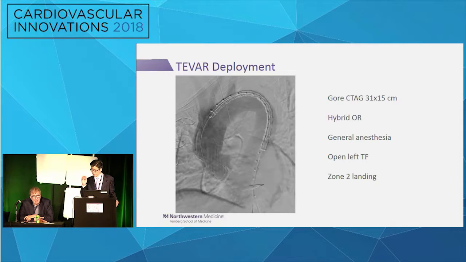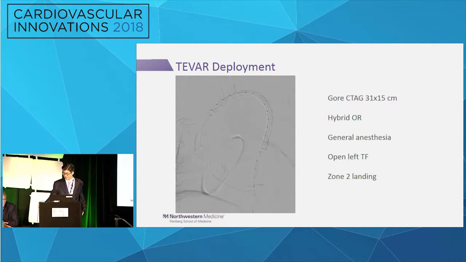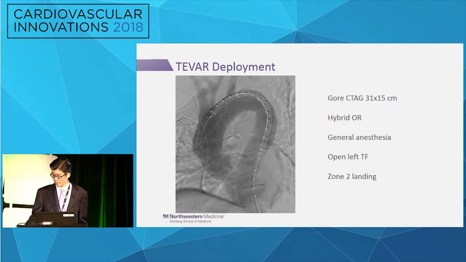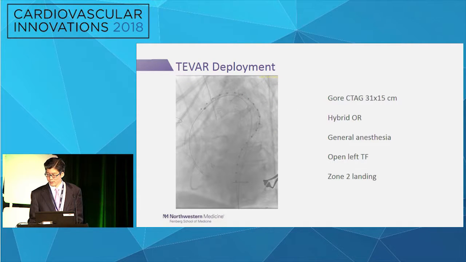So we take her back, we put this Gore C-TAG in, and we're doing this whole case. The wire's in the LV because I want to get some support here, and just hoping that valve doesn't move anymore. So we're able to deploy this as a zone 2 landing. Pretty happy with this deployment. We've got 2 devices in there right now.